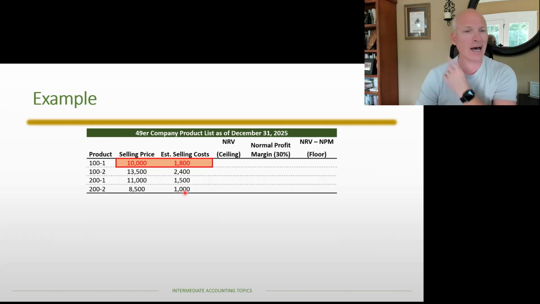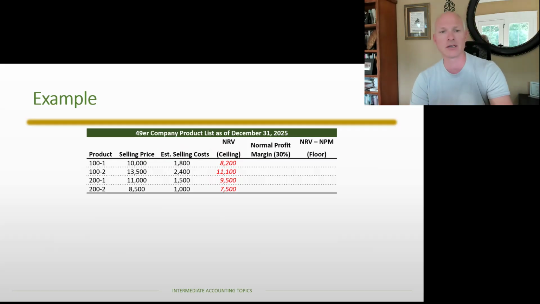And so for that first item, 100-1, the net realizable value is 8,200. Again, 10,000 minus 1,800. And we just do that same math all the way down, taking the selling price and subtracting the estimated selling cost. And so we now have a net realizable value for each of those items.